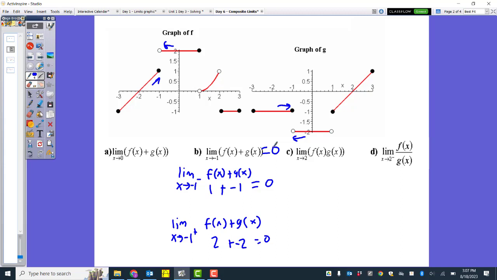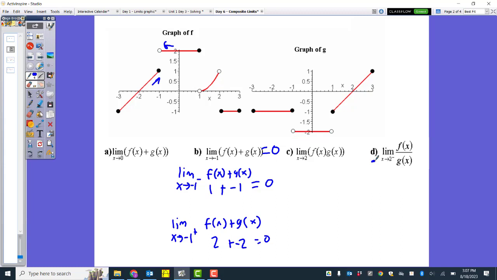Similar process happens when we're looking at something like c, where you're doing multiplication. So nothing too crazy there. We get a little bit weirder when we look at division. Limit as x approaches 2 from the left of f of x over g of x, so d right here. So let's look at that.